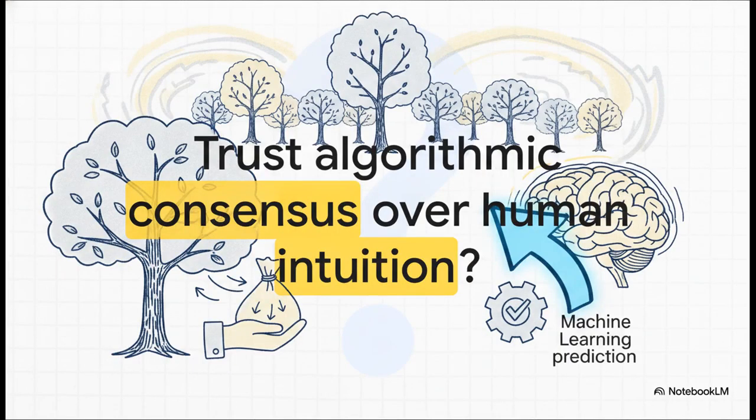And that leaves us with a pretty provocative thought to take away. We've seen how meticulously these models use entropy, conditions, and bagging to aggregate data. If an algorithmic forest is undeniably smarter, faster, and more accurate than a single tree, is a well-trained algorithmic consensus ultimately more trustworthy than our own individual human intuition? It's definitely something to chew on next time you see a machine learning prediction.